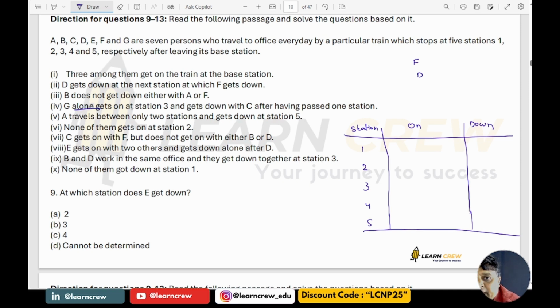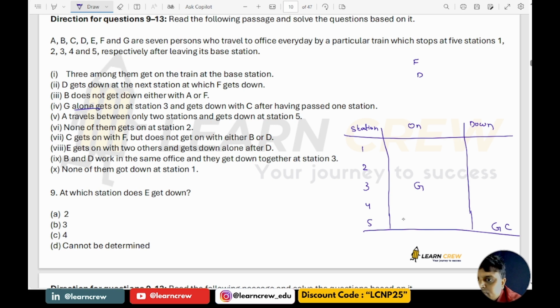Next, G alone gets on at station number 3 and gets down with C after having passed one station. So here G is getting down with C. This is what is given.